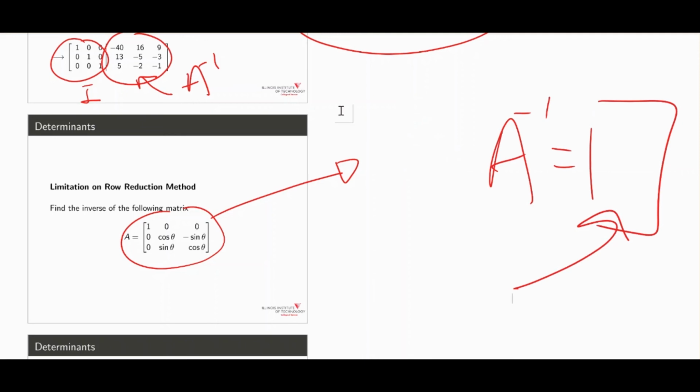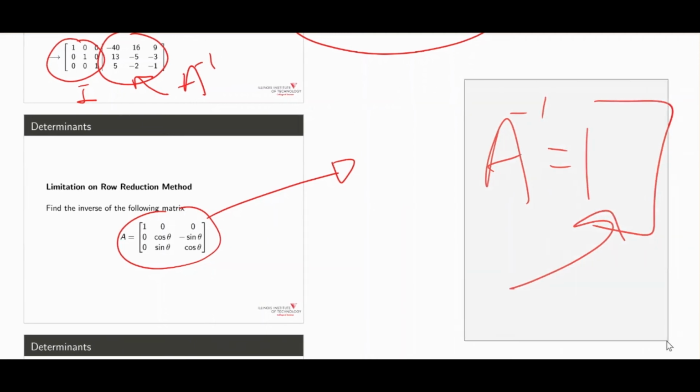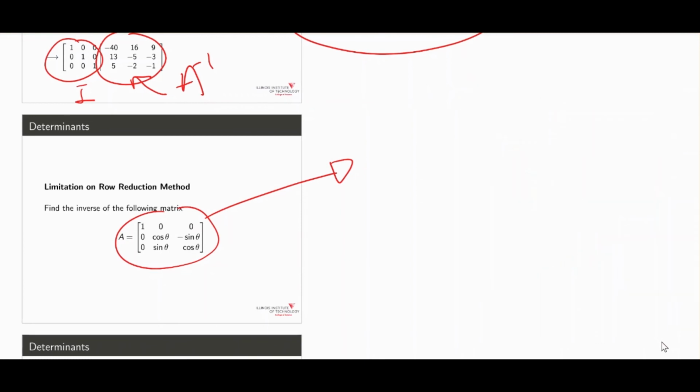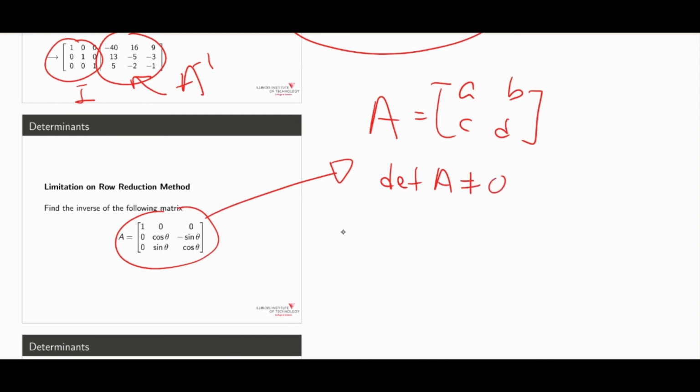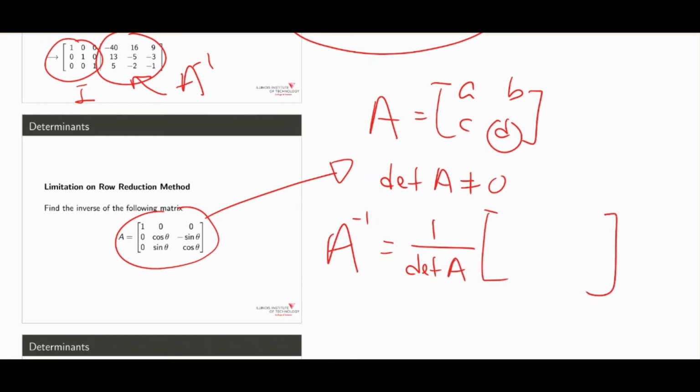So we do know that such a formula exists because we know the inverse of a 2 by 2 matrix. For example, if A equals [a, b; c, d], and the determinant of A is not equal to 0, then A inverse has a formula: 1 over the determinant of A, and then you interchange the diagonal entries, and the off-diagonal entries you don't interchange, but instead you change the sign.